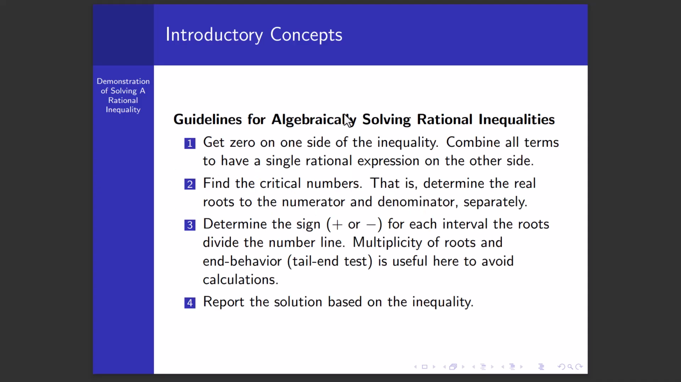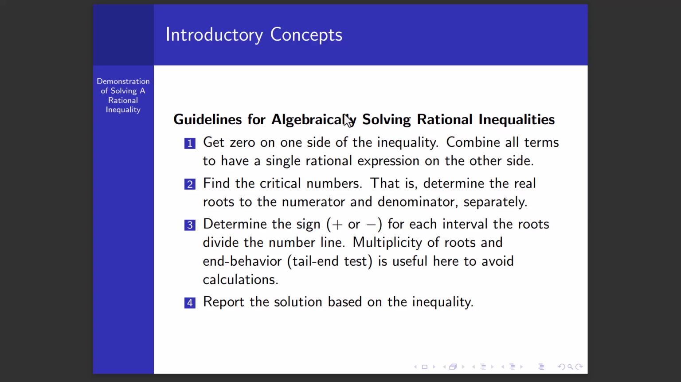Now, some guidelines for algebraically solving rational inequalities are given here. Our first step is to get 0 on one side of the inequality, then combine all terms to have a single rational expression on the other side. Our second step is to find the critical numbers, that is, to determine the real roots to the numerator and denominator separately.